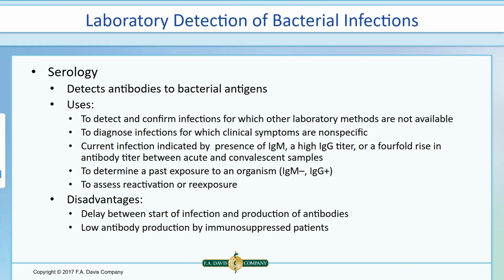Current infection is indicated by the presence of IgM, a high IgG titer, or a fourfold rise in antibody titer between acute and convalescent samples. To determine a past exposure to an organism. To assess reactivation or re-exposure. Some disadvantages are the delay between the start of the infection and the production of antibodies, so we can't tell right away what the patient has based on serology because it takes a while for them to develop antibodies against it. Also, low antibody production by immunosuppressed patients.